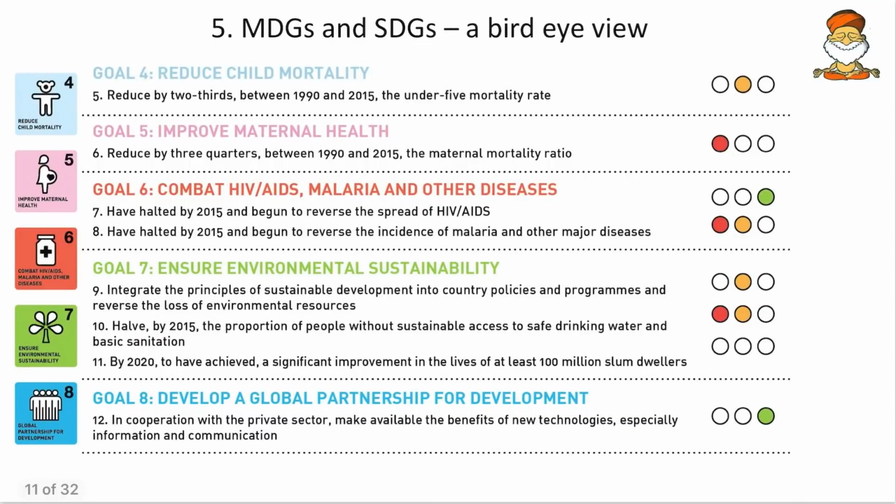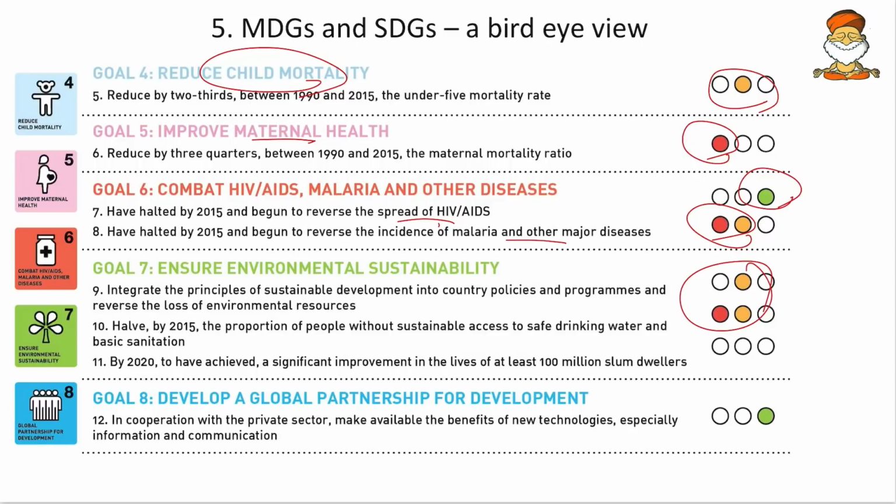And then the goal for reducing child mortality. In that we are moderate. Then improve maternal health. In that we are weaker. And then combat HIV, AIDS, malaria and other diseases. Here we have been faster in one target, that is HIV, AIDS. In other diseases we are almost slower. And then environmental sustainability. In that also we are slow to moderate. However, in the global partnership, that is how we engage in international forums, we are moving at a faster pace.